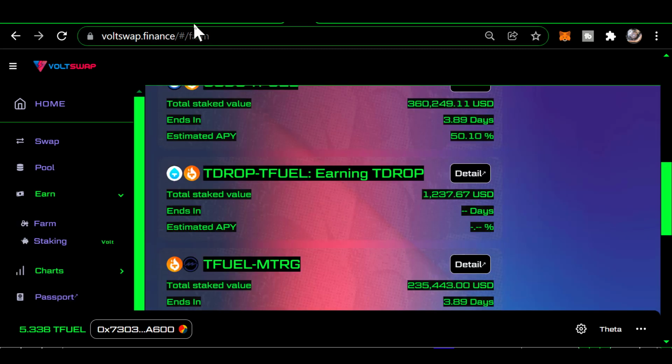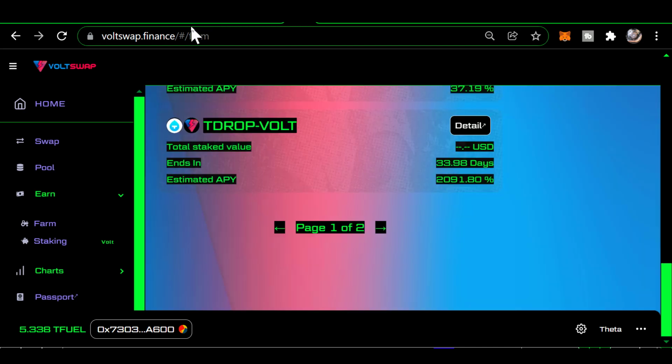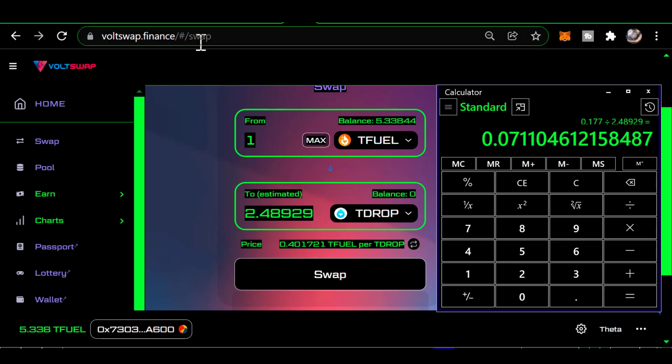Okay, under farming, there is a T-drop T-fuel pair that shows up, although there doesn't seem to be any liquidity showing up yet. And there is a T-drop Volt pair showing up. Changes keep occurring because the T-drop Volt pair shows that the estimated APY is 2,091? Are you kidding? Wow, gonna be a lot of trading in that one.